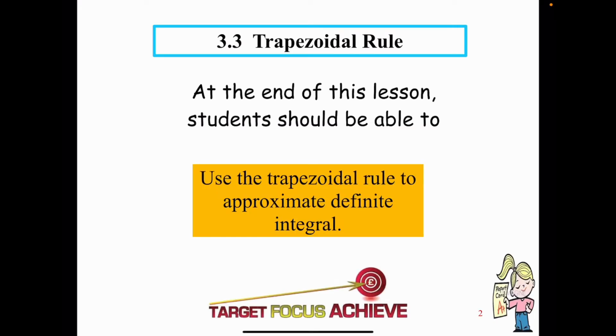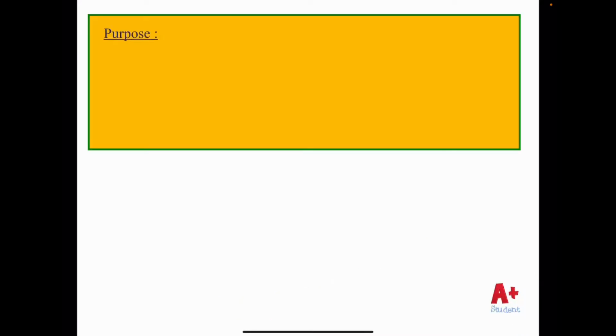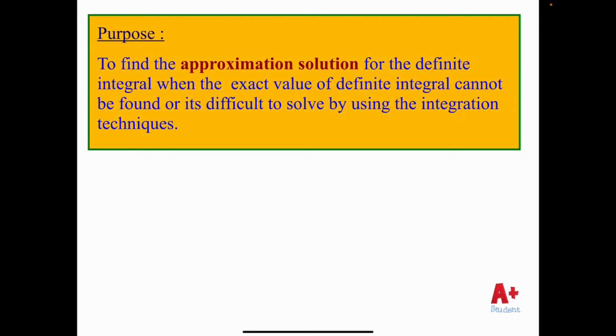Lecture 2. At the end of this lesson, students should be able to use the trapezoidal rule to approximate definite integral. Okay, so the purpose is to find the approximate solution for the definite integral when the exact value of the definite integral cannot be found or it's difficult to solve by using the integration techniques.